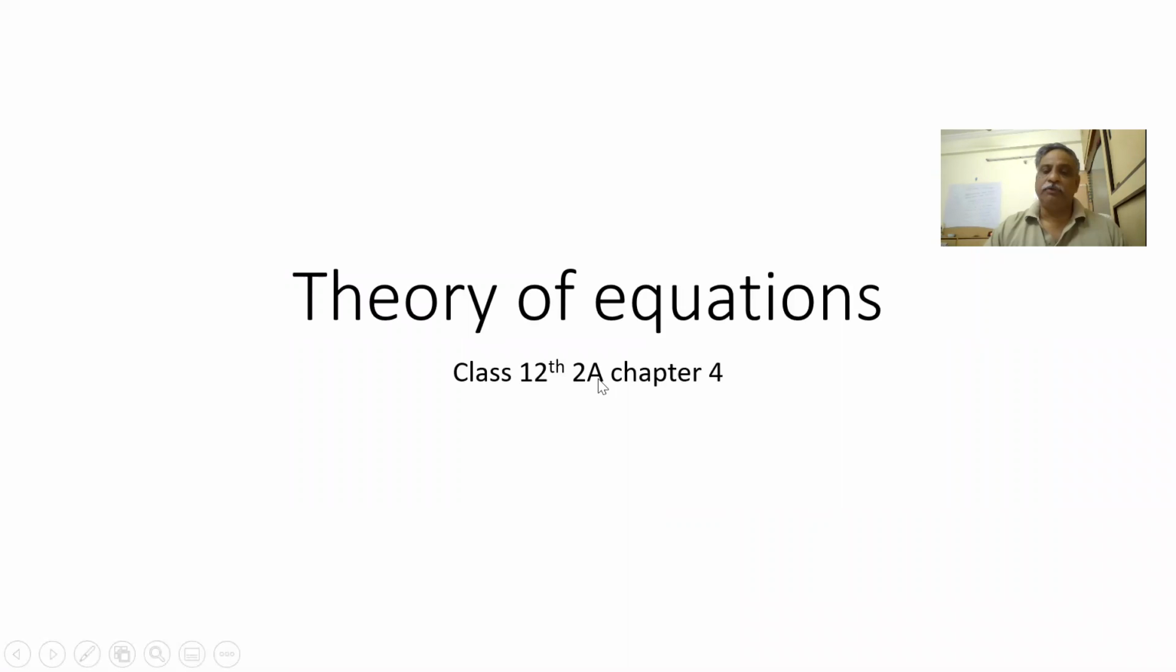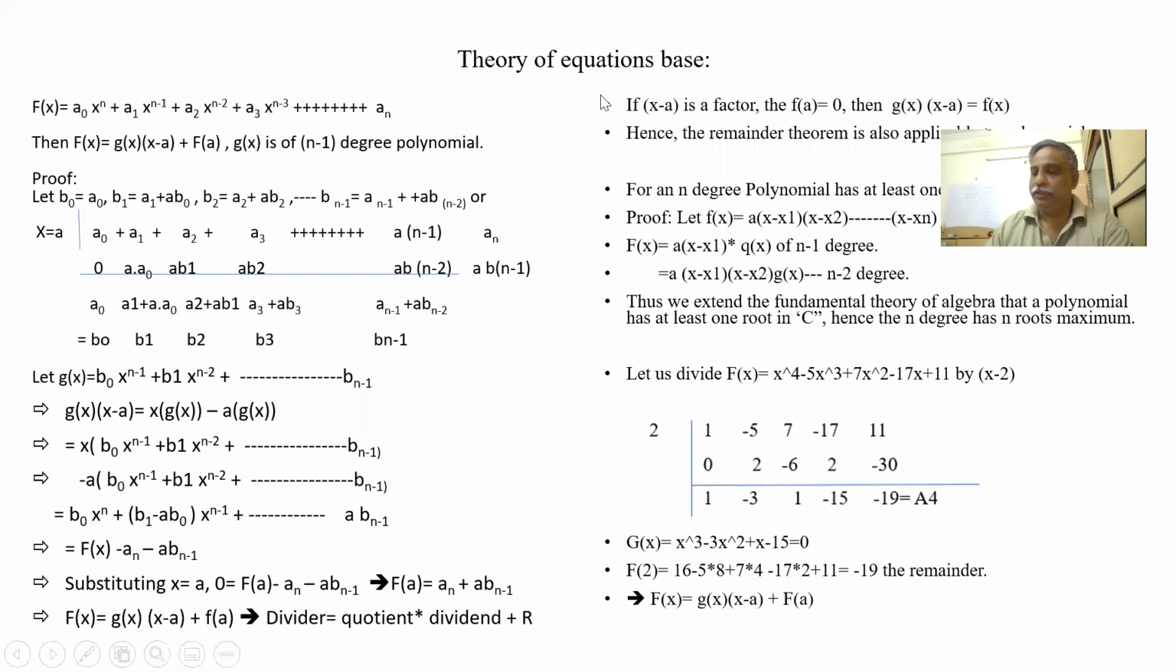So this is chapter 4 of 2A lesson, class 12th, theory of equations. Before going through this process, we will understand a simple division. Suppose f of x is there. It is to be divided by x minus 2. So how do we divide? We know this division process from earlier.